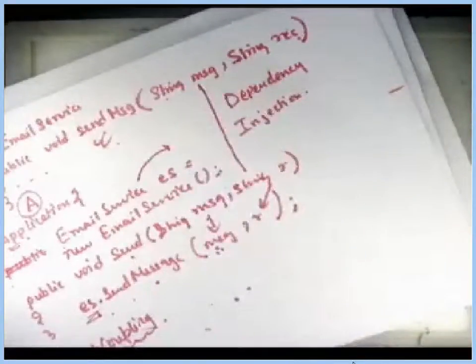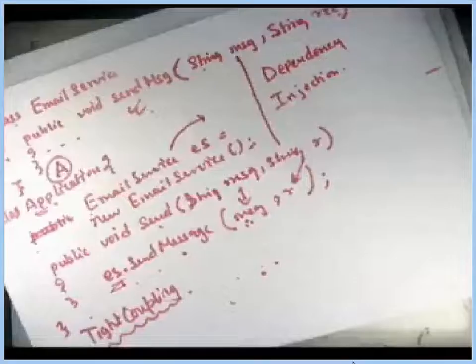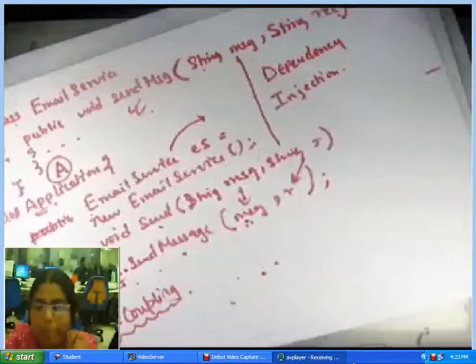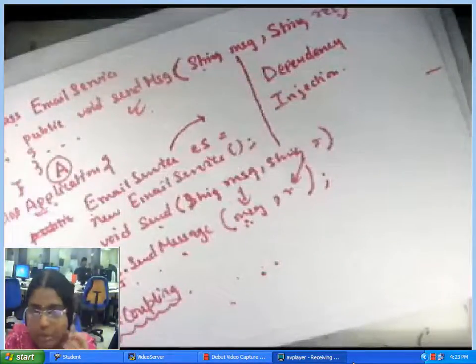So first you tell me, have you understood the problems, the limitations of earlier applications developed before dependency injection? Have all of you understood the problems which were there? Then we may discuss dependency injection. Is it clear to all of you? Okay. Good, you have understood.